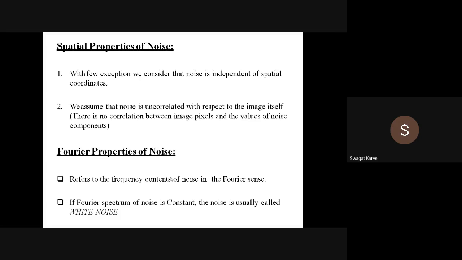When you plot the Fourier transform of your degraded image, you will get two different components. The first component is your image itself, and the second component is noise. If the Fourier spectrum of noise is a constant, the noise is usually called white noise. That means if the noise has constant amplitude throughout your spectrum, that noise is called white noise. So these are the special properties and Fourier properties of noise. Before going to the actual noises, we must know these properties.